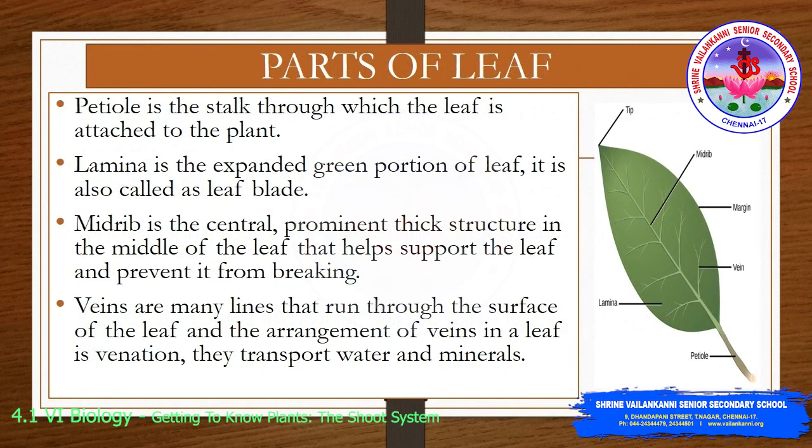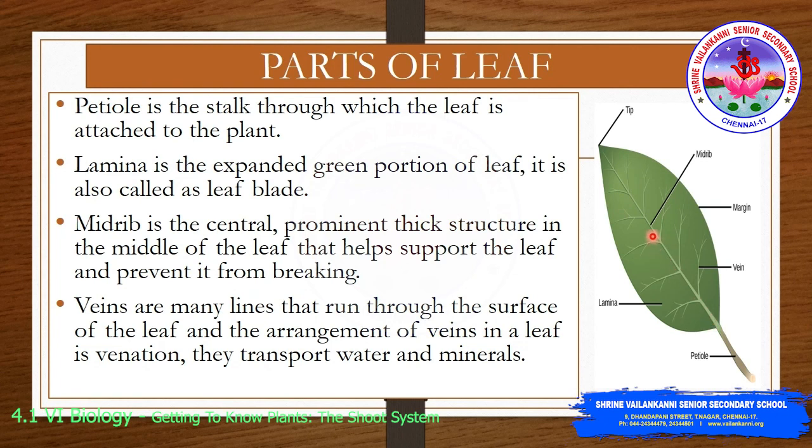Now we shall study the parts of leaf. The first part is the petiole. It is the stalk through which the leaf is attached to the plant. The next is lamina. It is the extended green portion of the leaf. It is also called as the leaf blade.